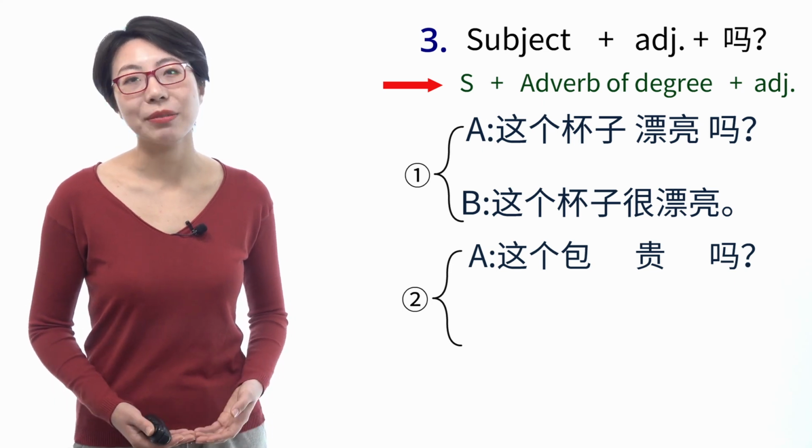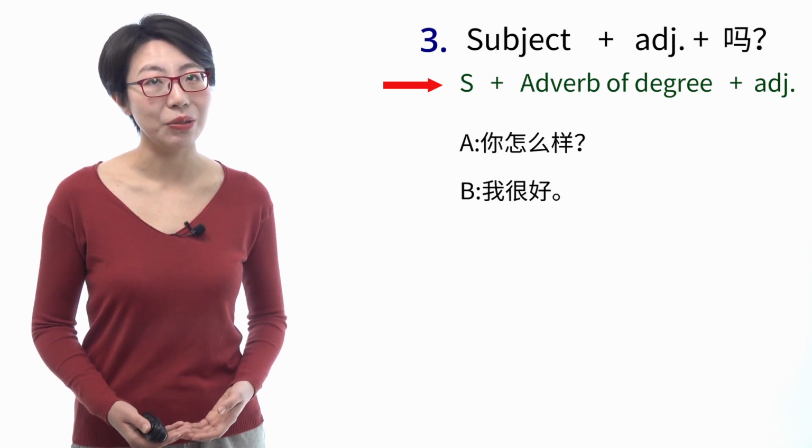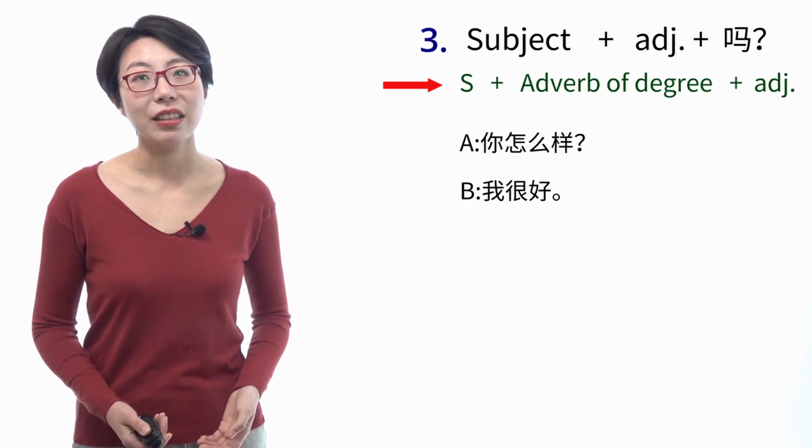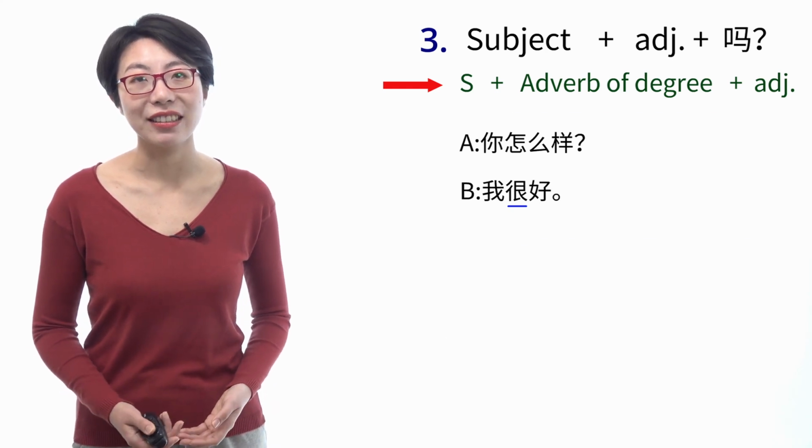So we often hear Chinese people say, 你怎么样? How are you? 我很好, which means I'm fine, I'm good. So 很 is necessary, but it doesn't really mean very here.